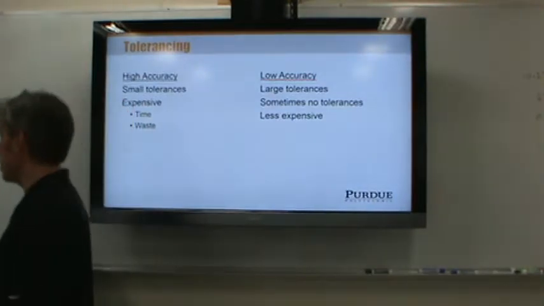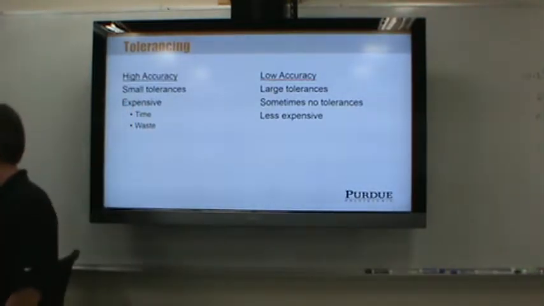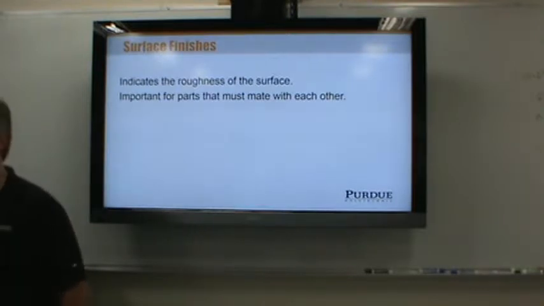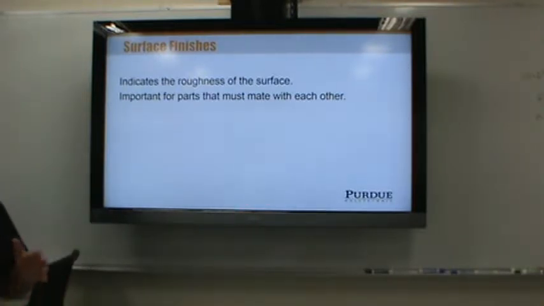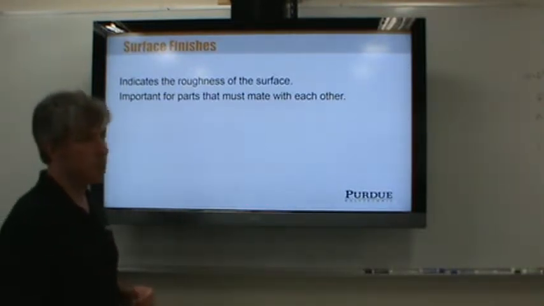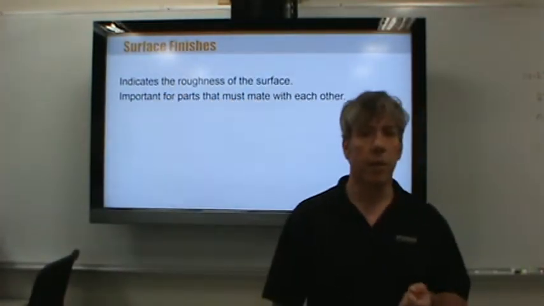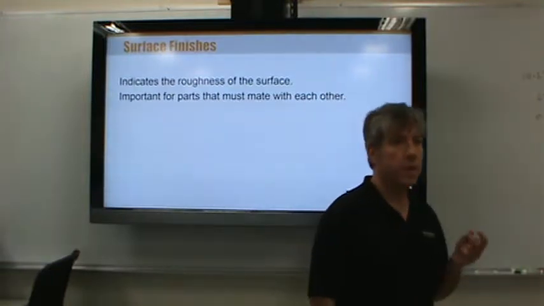Low accuracy tolerancing allows large tolerances, sometimes none. It's less expensive, at least up front for manufacturing, but can cause problems down the road. Now, that's a really light overview of tolerance, and there's not a whole lot there. You probably could have told me the same thing before we started. What else can I tell you about tolerancing? Well, there's a couple things.